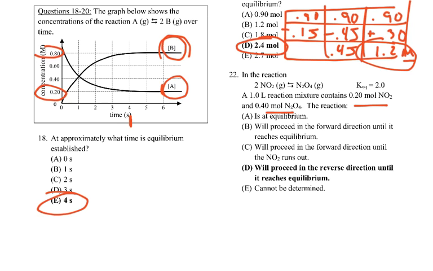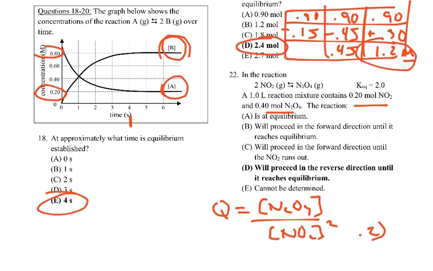Now we're saying, is it going to go forward? Is it going to go reverse? Cannot be determined. So this is a time where we have to do Q. So Q is the same expression as KEQ, so it's the concentration of N2O4 divided by the concentration of NO2 squared. And we're going to put in the numbers we're given. So we're given 0.2 moles in 1 liter, so 0.2 molar NO2, so 0.2 on the bottom squared, and 0.4 on top. And when we calculate that, we're going to find out that that equals 10.